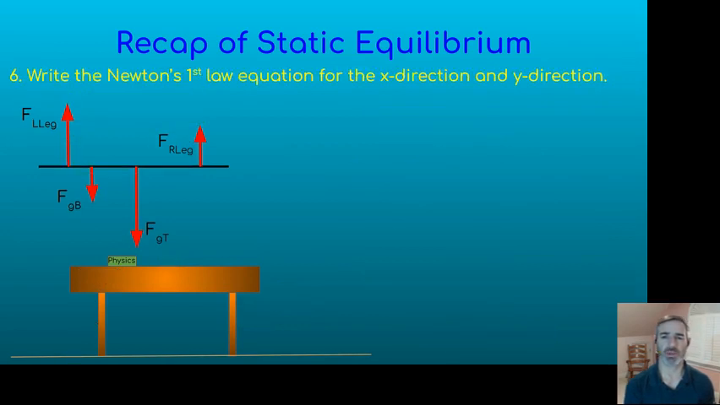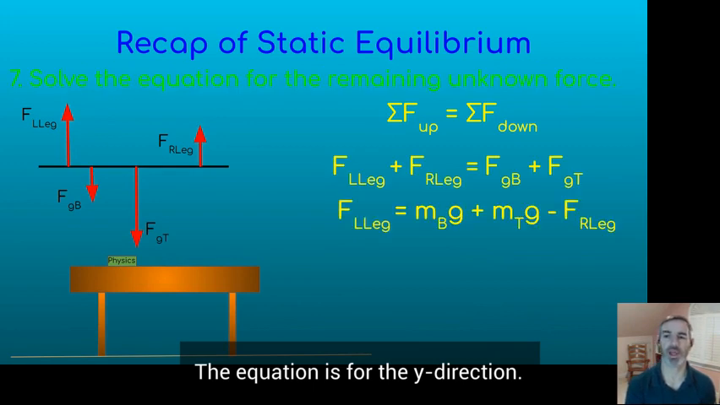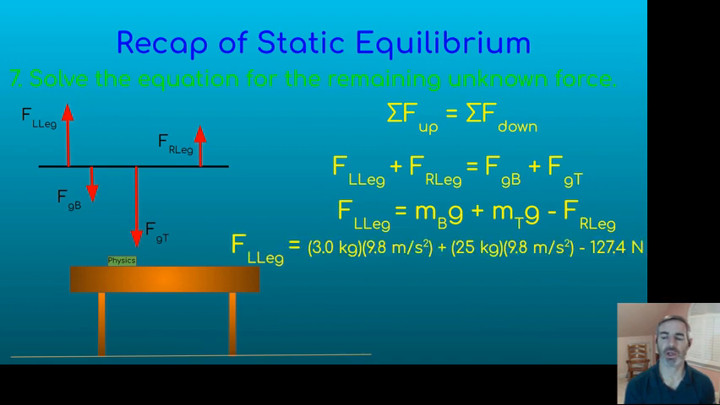Then, step 6, we write the Newton's first law equation for the y direction, so the up forces equal the down forces. And then step 7, we solve the equation for the remaining unknown force, substituting our numbers in, and we find the value of the force of the left leg was 147 newtons. And lastly, we just double check to make sure that those answers made sense with how our free body diagram was drawn. And we can see the left leg is 147 newtons and the right leg was 127.4, so our answer made sense.